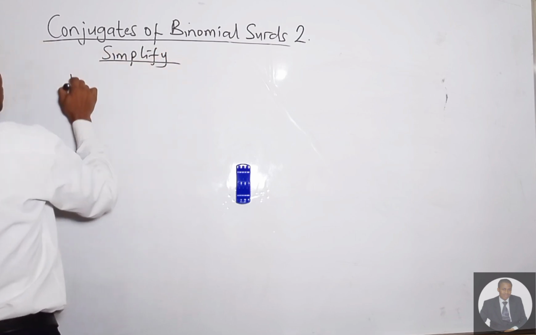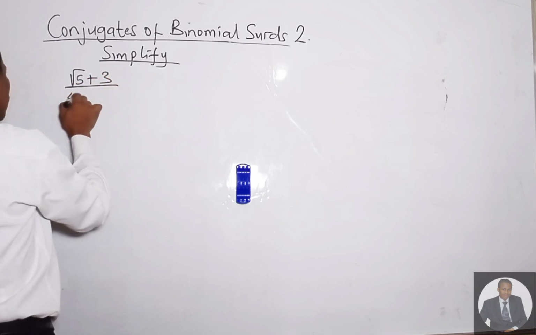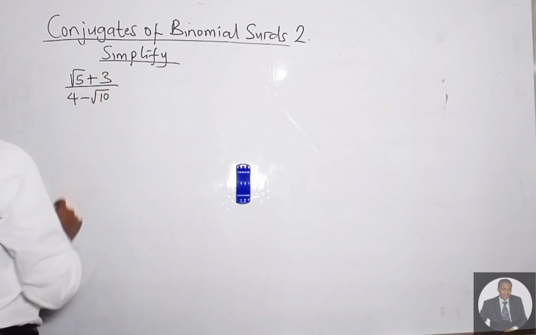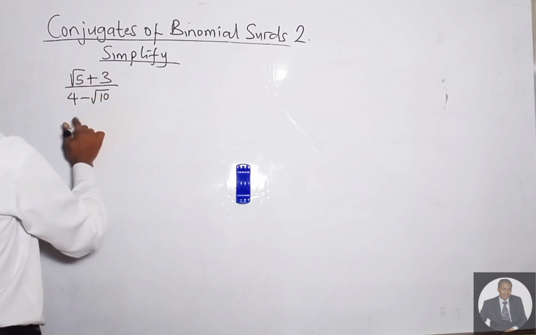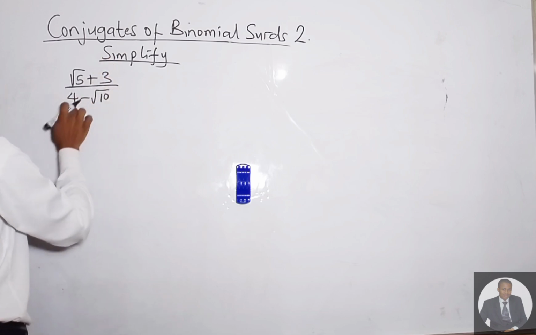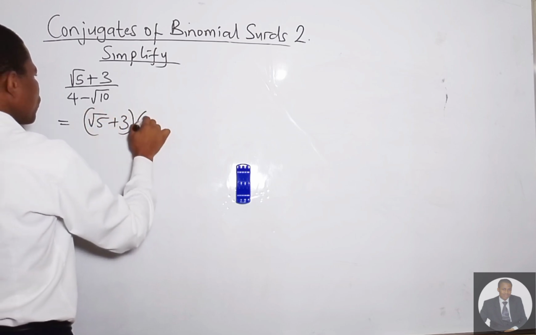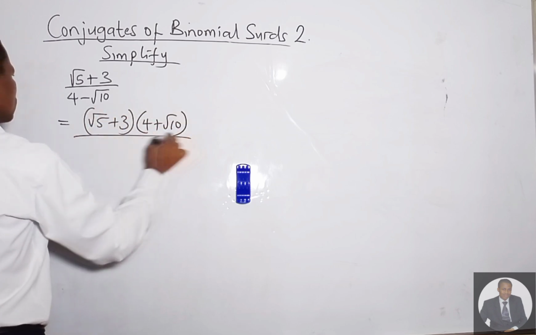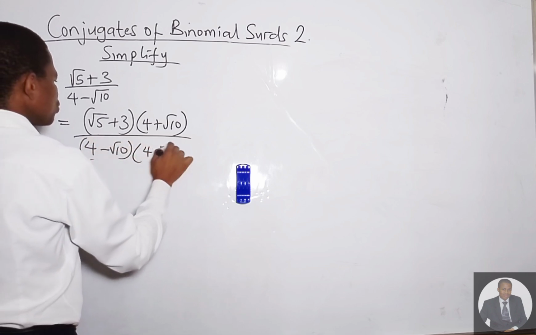Simplify (root 5 plus 3) over (4 minus root 10). So what do we do? We rationalize, or simplify, with the conjugate surd of 4 plus root 10. That's (root 5 plus 3) times (4 plus root 10), then (4 minus root 10) times (4 plus root 10).